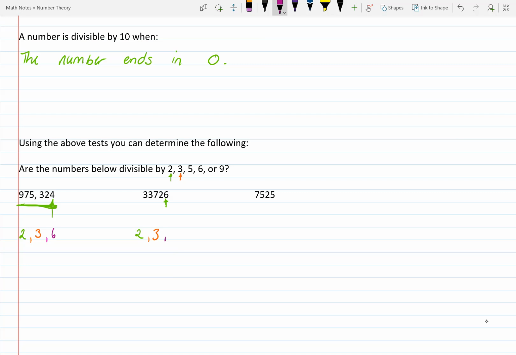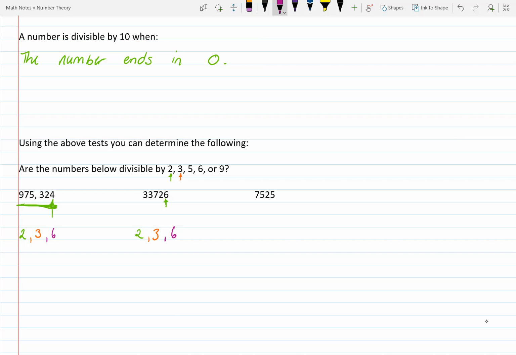Let's add up the digits again. 3 plus 3 is 6, plus 7 is 13, plus 2 is 15, plus 6 is 21. Is 21 divisible by 9? No, it is not. So that number is not divisible by 9. Does it end in 0? It does not end in 0, which means it is not divisible by 10. Therefore, 33,726 is divisible by 2, 3, and 6.